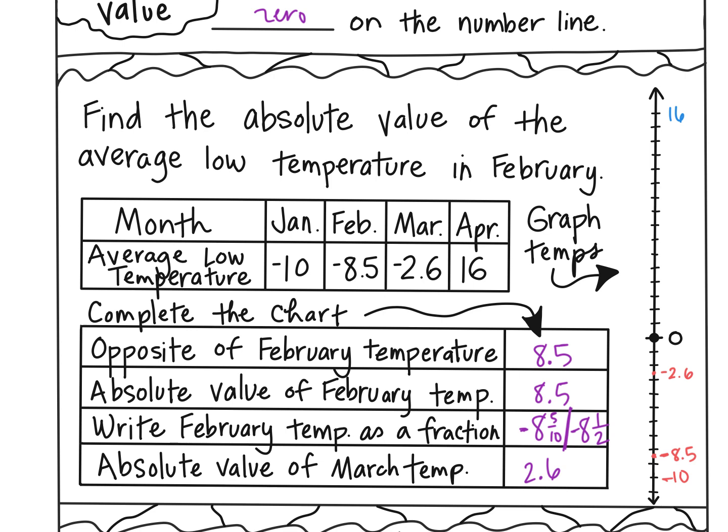Okay, question. It says February temperature as a fraction. Do we need to put the degrees sign, like the Fahrenheit sign? Well, we're just writing the temps right now. We don't have to do degrees Fahrenheit. We don't even know what it is, do we? Does it say Fahrenheit or Celsius on this? Yeah, so it's okay for right now.